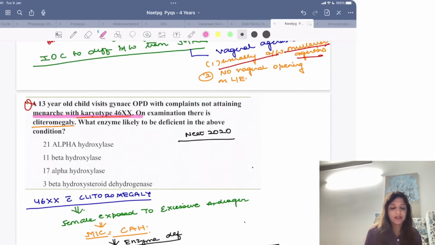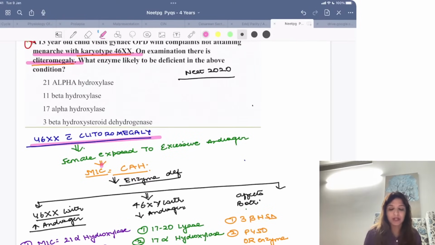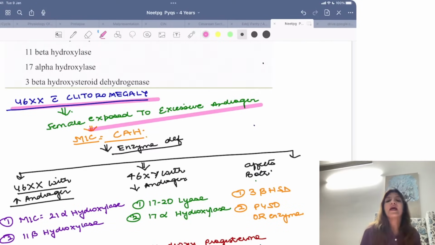On examination, clitoromegaly is present. Now, whenever there is a 46XX individual who's having clitoromegaly, this means that the female is getting exposed to excessive androgens. And the most common reason for a female child, a 46XX child, getting exposed to excessive androgen is congenital adrenal hyperplasia.